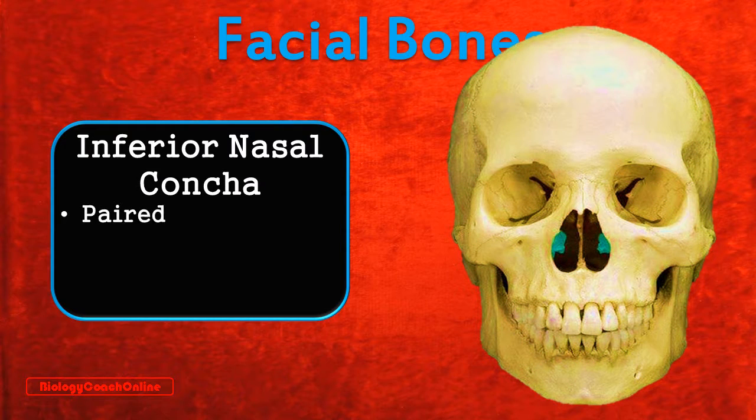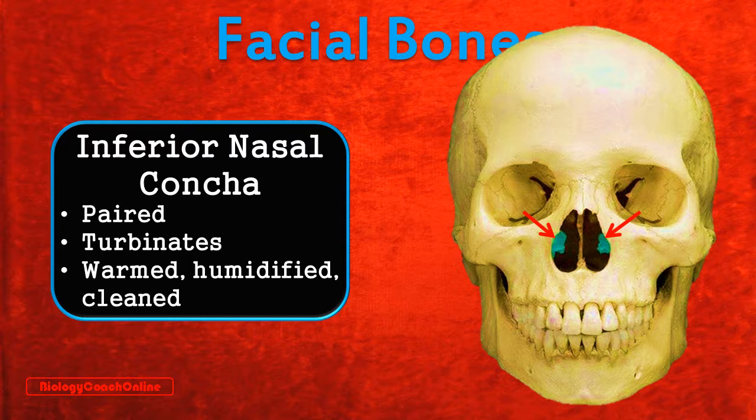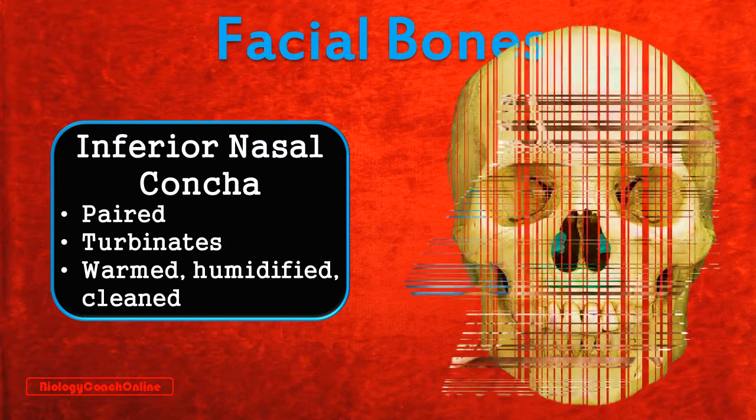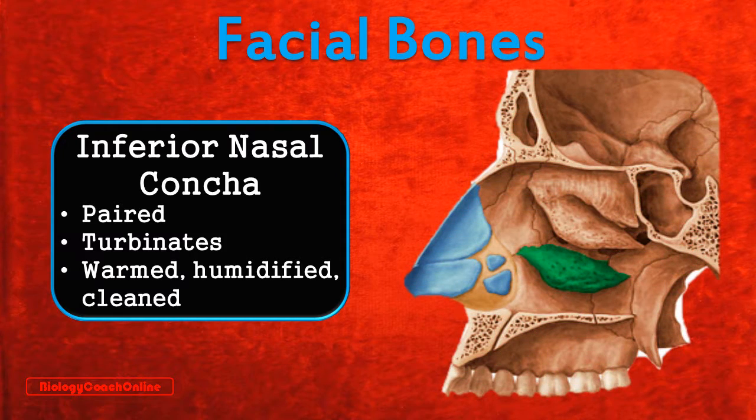Now the inferior nasal concha is a paired facial bone that can be seen just inside the nasal canals. We see it here and here. Sometimes referred to as the inferior nasal turbinates, because as air passes through the nasal channels, it gets churned and stirred as though passing through a turbine. In this way, the air, as it passes across the mucous membrane covering these bones, gets warmed, humidified, and cleaned before it passes into the respiratory tract proper.